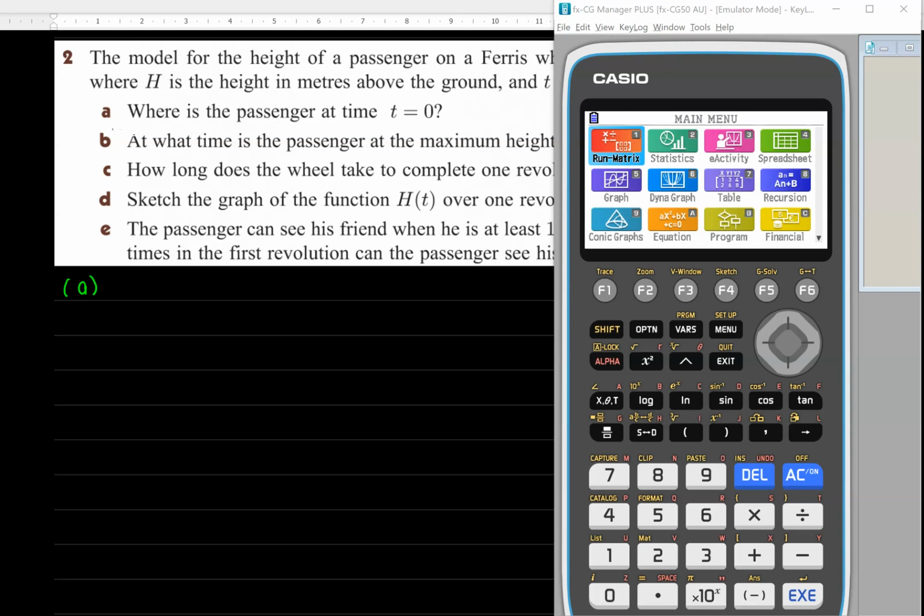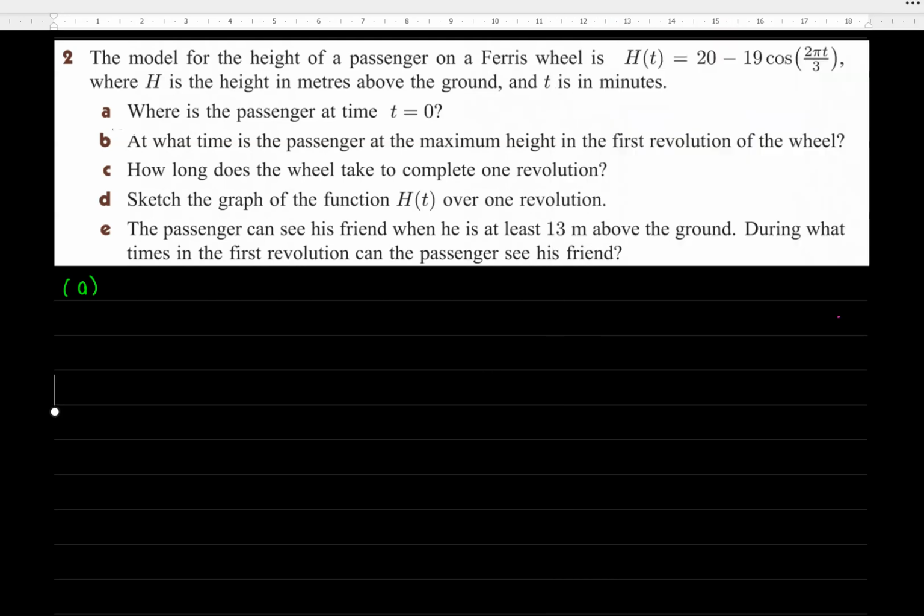Righty-ho, so we'll just do a little bit of using our graphics calculator as well as just our common knowledge of trig to solve this question. Alright, so we've got a Ferris wheel. It's being modelled by this equation here. Heights in meters, time is in minutes. So here we go. Where is the passenger at time t?